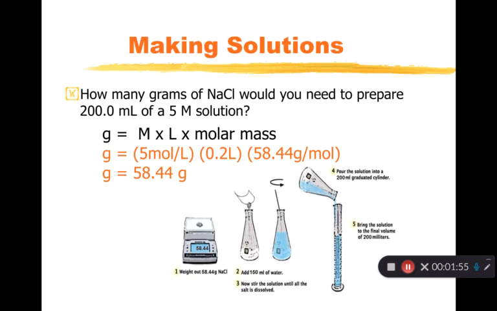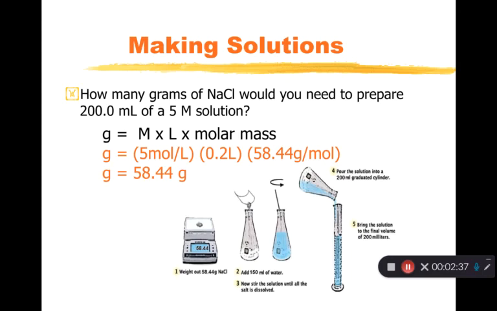So how many grams of sodium chloride would you need to prepare 200 milliliters of a 5 molar solution? And that's 5 moles over 1 liter. So your grams are going to be the molarity, which is 5 molar, times the liters, which is 200 milliliters, but if you divided that by 1,000, it'd be 0.2 liters, times the molar mass of whatever you're making the solution of. In this case, it's sodium chloride, so it's 58.44. So 5 moles per liter times 0.2 liters, the liters cancel out, times 58.44 grams per mole, and your moles will cancel out and you're left with grams.